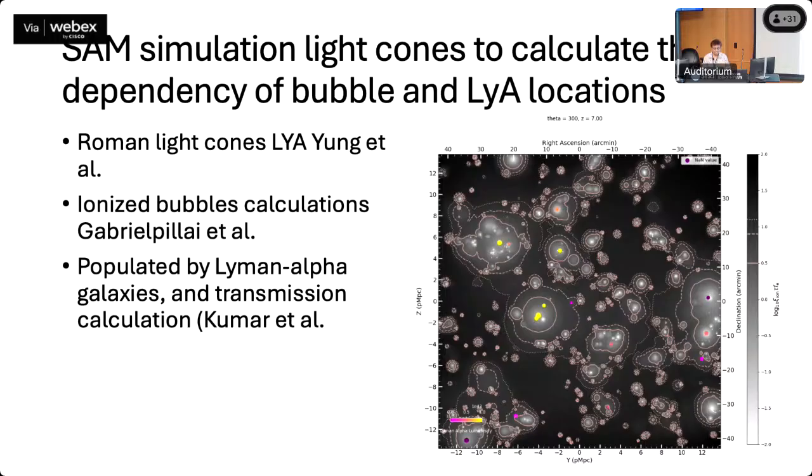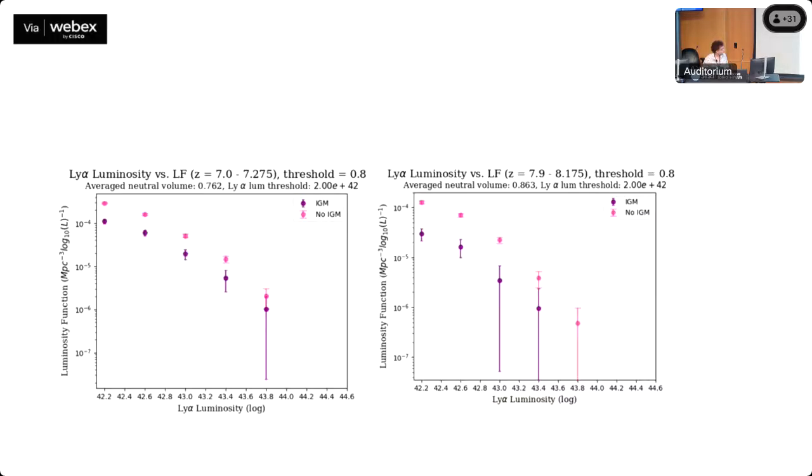So we've been trying to do the feasibility of this and quantification. We start with Roman light cones produced by Aaron Young. This paper is published. We make ionized bubble calculations, Austin Gabriel Pillai, and then populate with Lyman alpha galaxies and calculate transmission in different directions. And this is what happens. The dark ones are with the IGM in, where the neutral volume is about 75%, and the light ones are without taking the IGM into account.